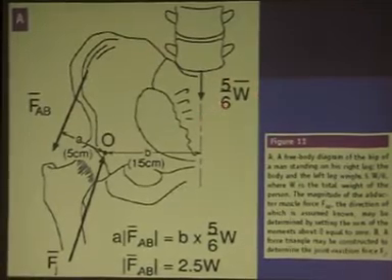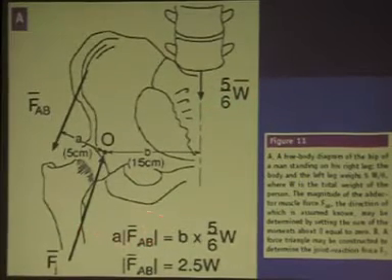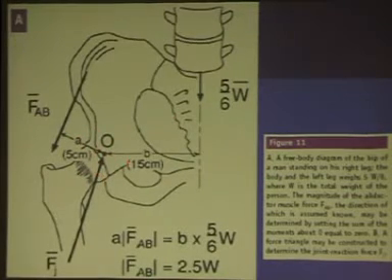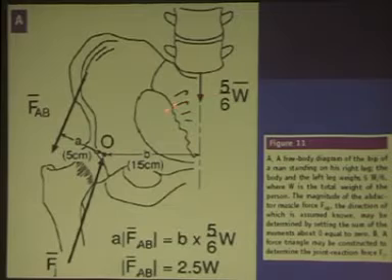For a given body weight, if we make our calculation that the summation of all these forces around the geometric center of the femoral head equals 0, we find that the force of the abductors equals 2.5 body weight.